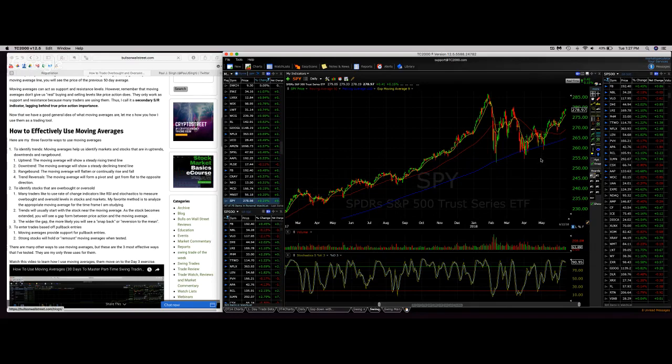The other way moving averages help you is to identify overbought and oversold levels. Now, we're going to talk about that with stochastics, but my favorite way to identify an overbought or oversold level is how that price action is related to the moving average. So for example, as we are in a trend, usually when we break out of a trend, that price action is going to be right around the 50. And as the trend extends, you're going to start to see a gap between the 50 and the price action.